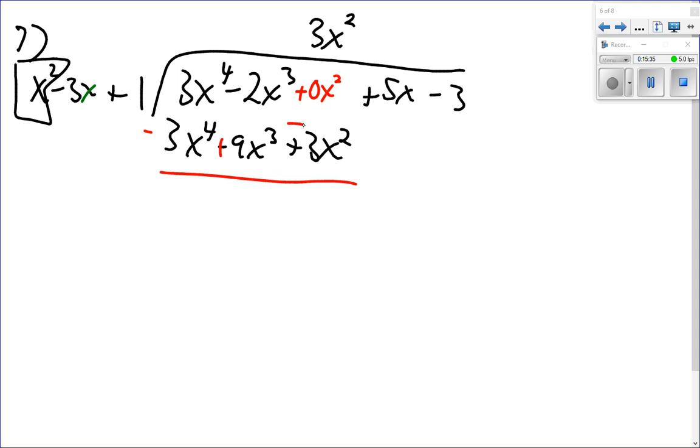You add the opposite. That's 0. This is 7x cubed. This is negative 3x squared. Bring down the next term. And then run it again. You multiply by 7x.